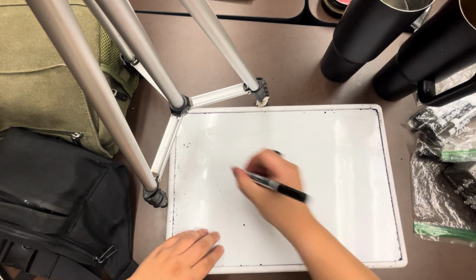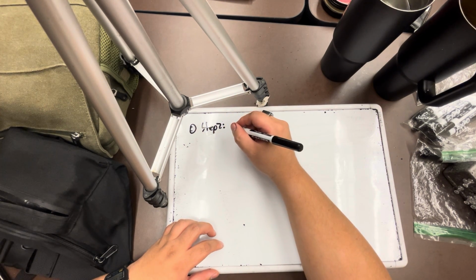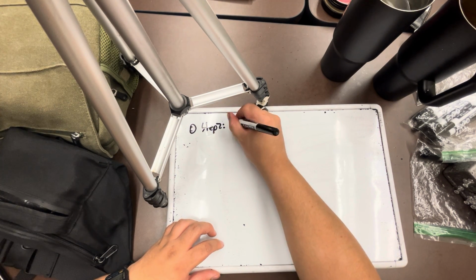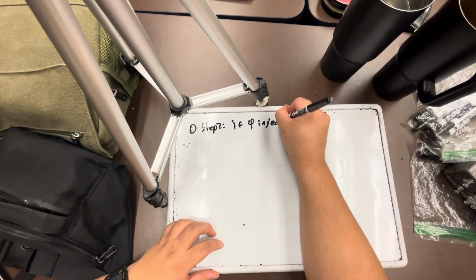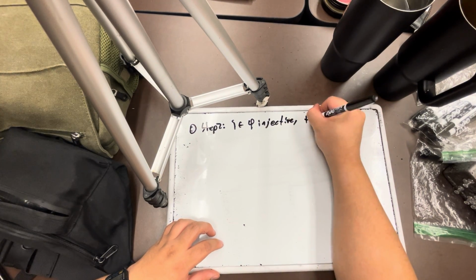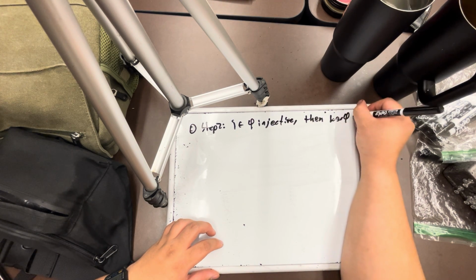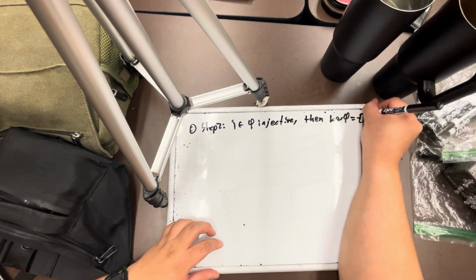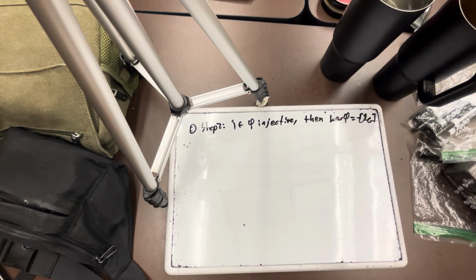So for step 2, we want to show if phi is injective, then the kernel of phi is equal to the identity of G. So that's one way. So it says if and only if, right? So we're going to go one way and then we're going to go the other way on step 3. But for now, let's just stick to this step.